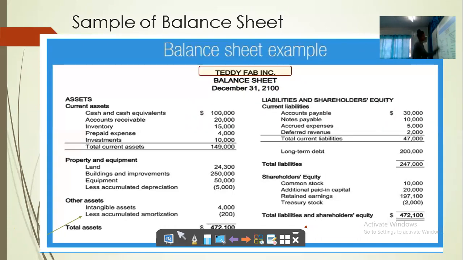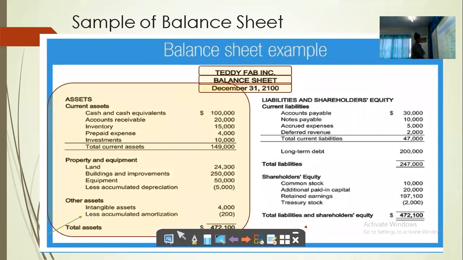So Teddy is the name of the company. If you're the owner of the business, your name should go first on the heading. Then you have the type of financial statement. In this case, it's a balance sheet. If it's an income statement, after the name of the business, you write income statement. If it's a cash flow statement, after the name of your company, you write cash flow statement. And then after the type of financial statement, you have the date showing the accounting period.